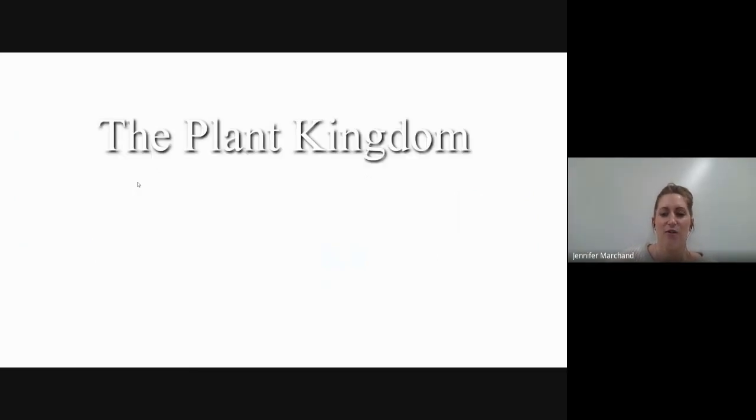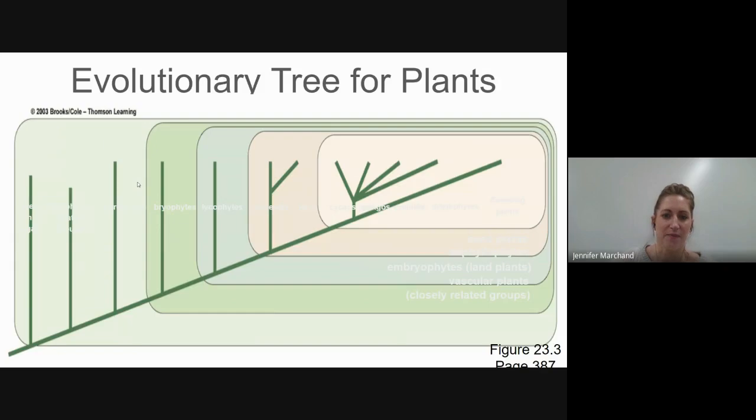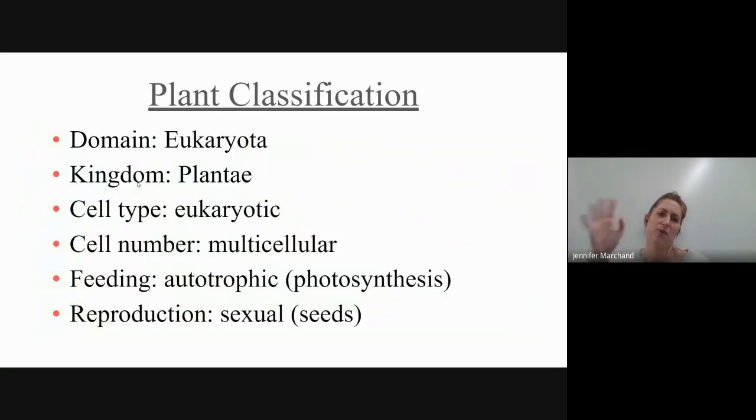All right, now let's talk about plants. Here's an evolutionary tree for plants, the way it looks. So what do we know about plants? They're eukaryotic again. So plants and fungi are both eukaryotic. Let's keep that in mind.